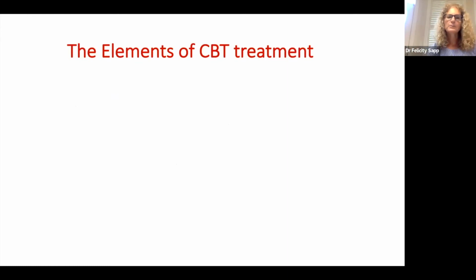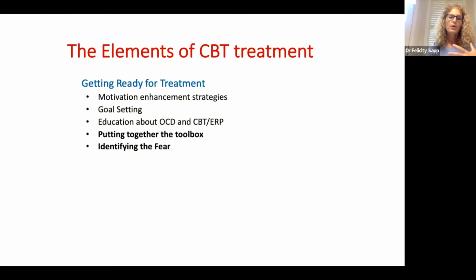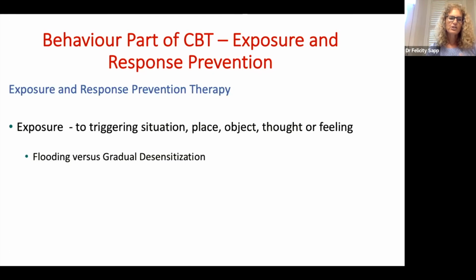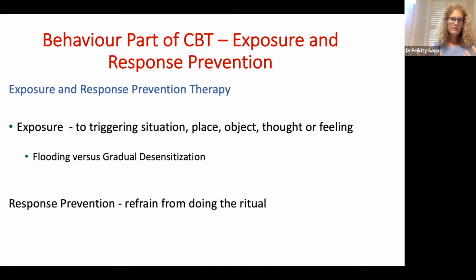All right, that's a little bit around the cognitive part of treatment. Now what I want to talk about is putting together the toolbox and identifying the fear. So the behavioral part of CBT is exposure and response prevention. Exposure and response prevention is where you are exposing the child or youth to a triggering situation, place, object, thought, or feeling. This can be done by either flooding them, which means throwing them right into it, or doing it in a more gradual way. And then once they're in that situation, you want to discourage them from doing their ritual or really doing anything that's going to make them feel better in that scenario.